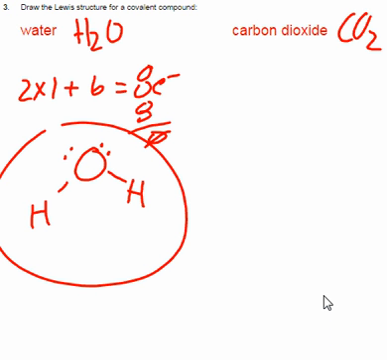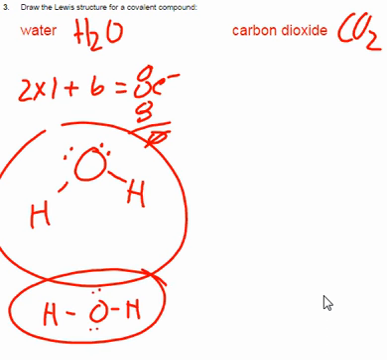Now this would be the exact same thing if you drew it with the lone pair above and below. That's correct too. You're just looking at it from 2 different angles.